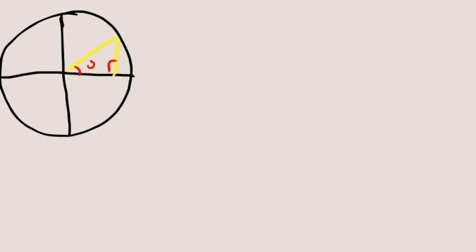What is the angle, or what are the coordinates of this point? So again, if the given angle is 45 degrees, our coordinates now are square root of 2 over 2 and square root of 2 over 2. This is now our coordinates.